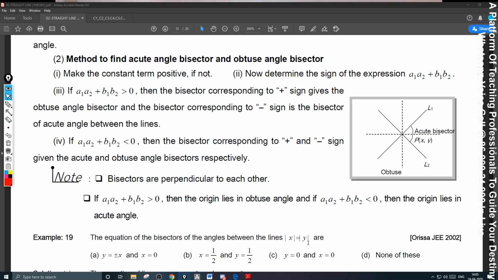These are the angular bisectors of the coordinate axes. Remove the modulus: x equal to plus or minus y. One line is x equal to y, the other line is x equal to minus y. So the angular bisectors of these two are nothing but the x-axis and the y-axis. What is the equation of the x-axis? y equal to 0. What is the equation of the y-axis? x equal to 0. So that is the answer. Let us go to the next question.